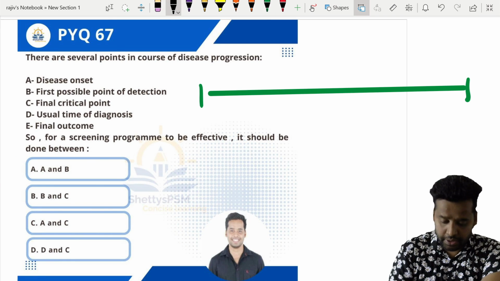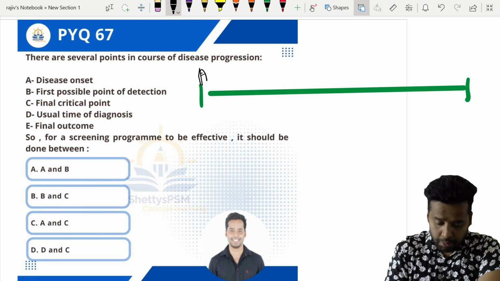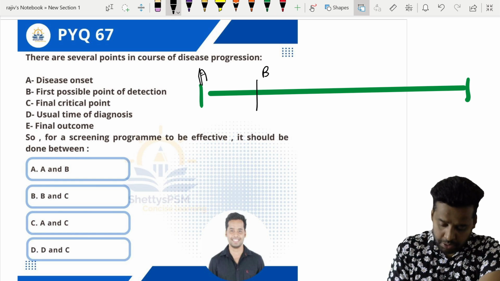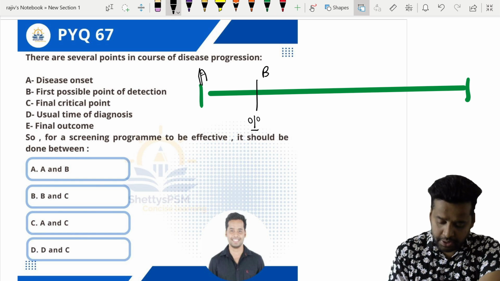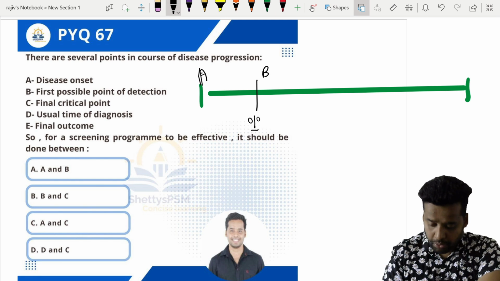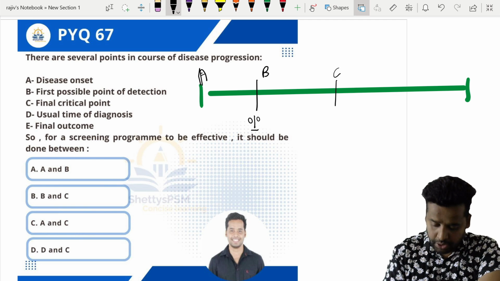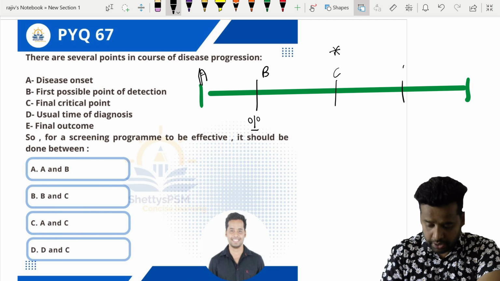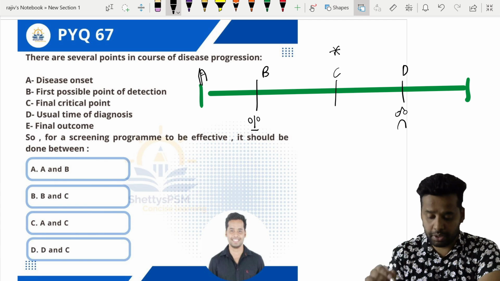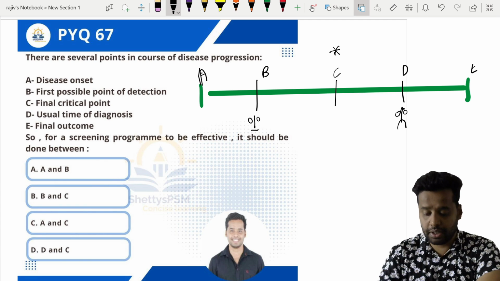point A is saying disease onset. Point B is first possible point of detection where the patient is asymptomatic. Point C is critical point because after this you cannot change the natural history. Point D is usual time of diagnosis where the patient will come with symptoms, fever, weight loss. E is the outcome.